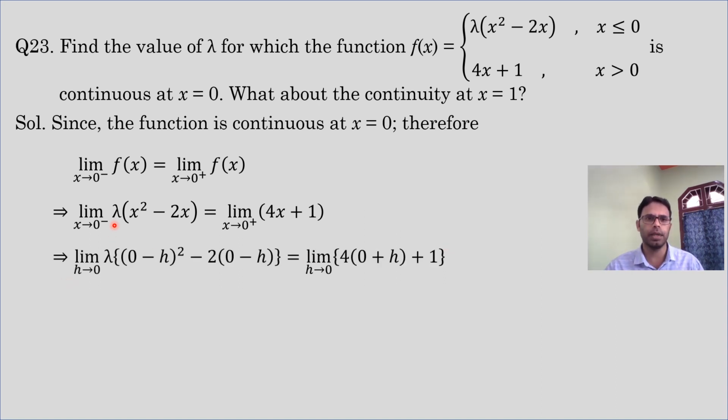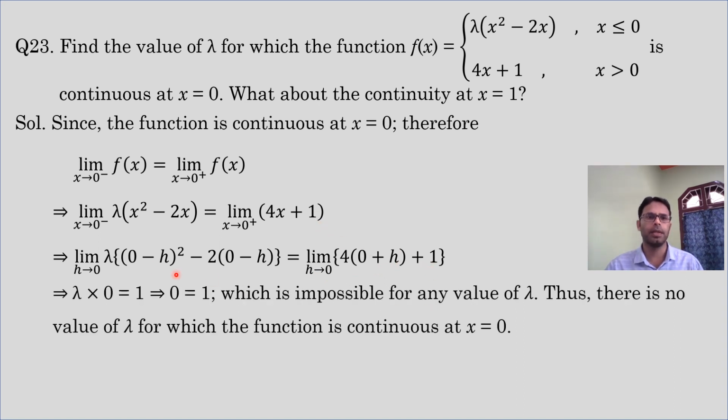Limit h tends to 0, lambda times, x is replaced by 0 minus h, on the left side, and on the right hand side x is replaced by 0 plus h, with the new variable h, plus 1 is already there. Now using the limit, it is very simple. Lambda remains the same, h is 0, so this is 0 and this is also 0, so the entire term here is equal to 0.